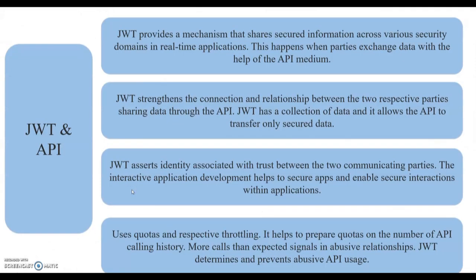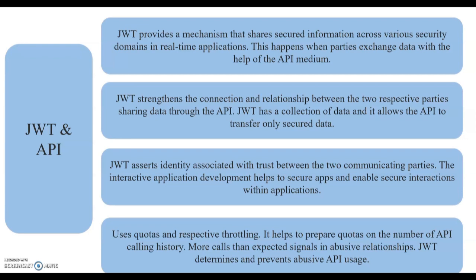So, what is JWT and API? JWT provides a mechanism that shares secured information across various security domains in a real-time application. This happens when parties exchange data with the help of the API medium. JWT strengthens the connection and relationship between two respective parties sharing data through the API. JWT has a collection of data and it allows the API to transfer only secure data.